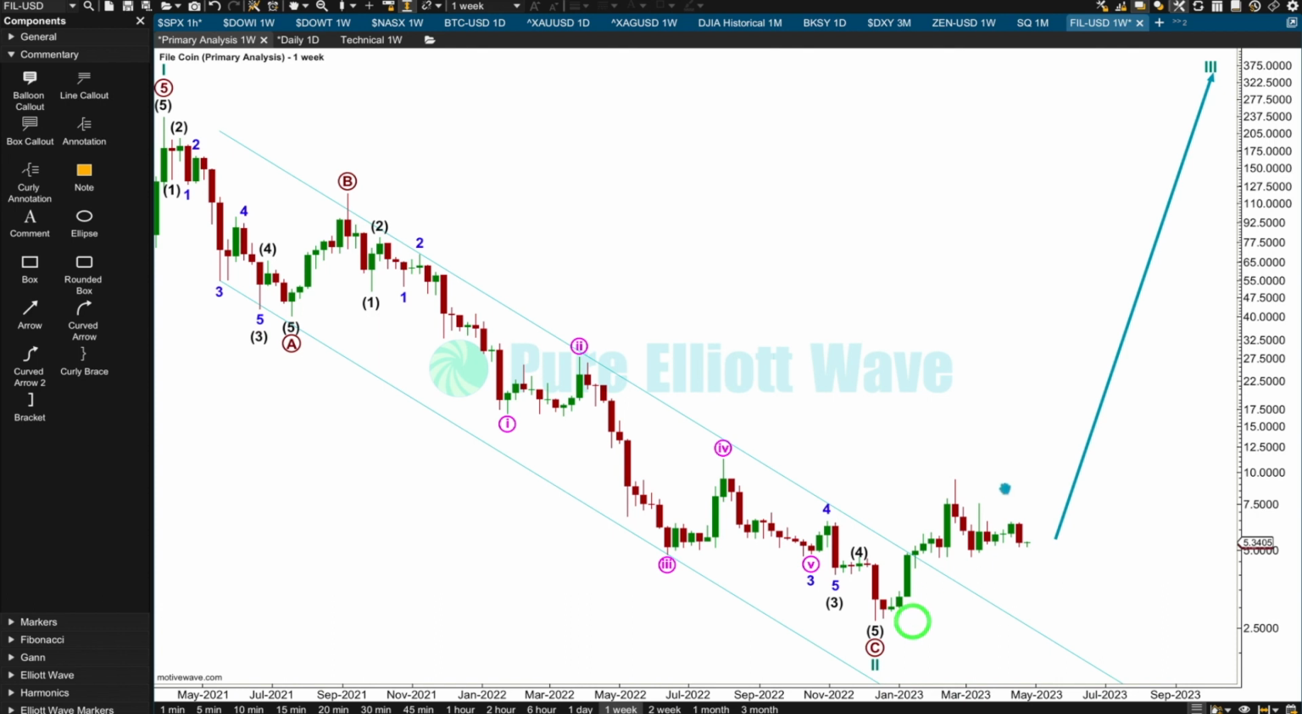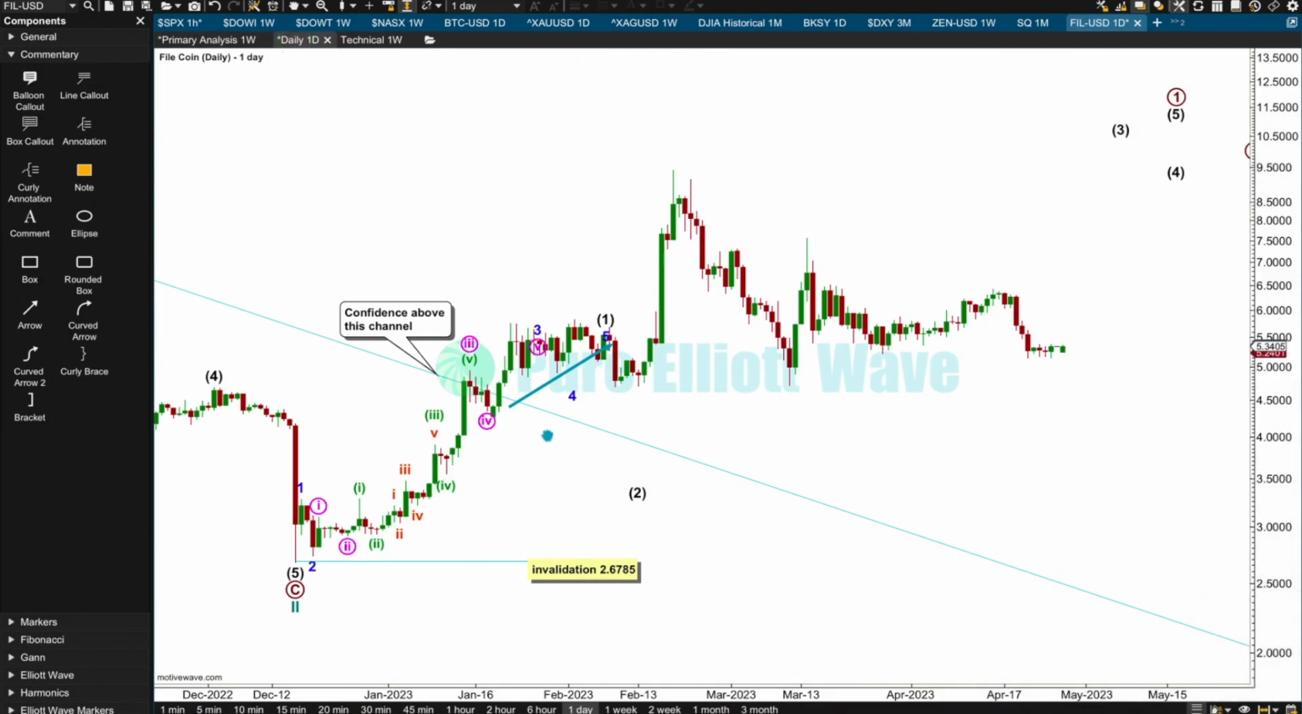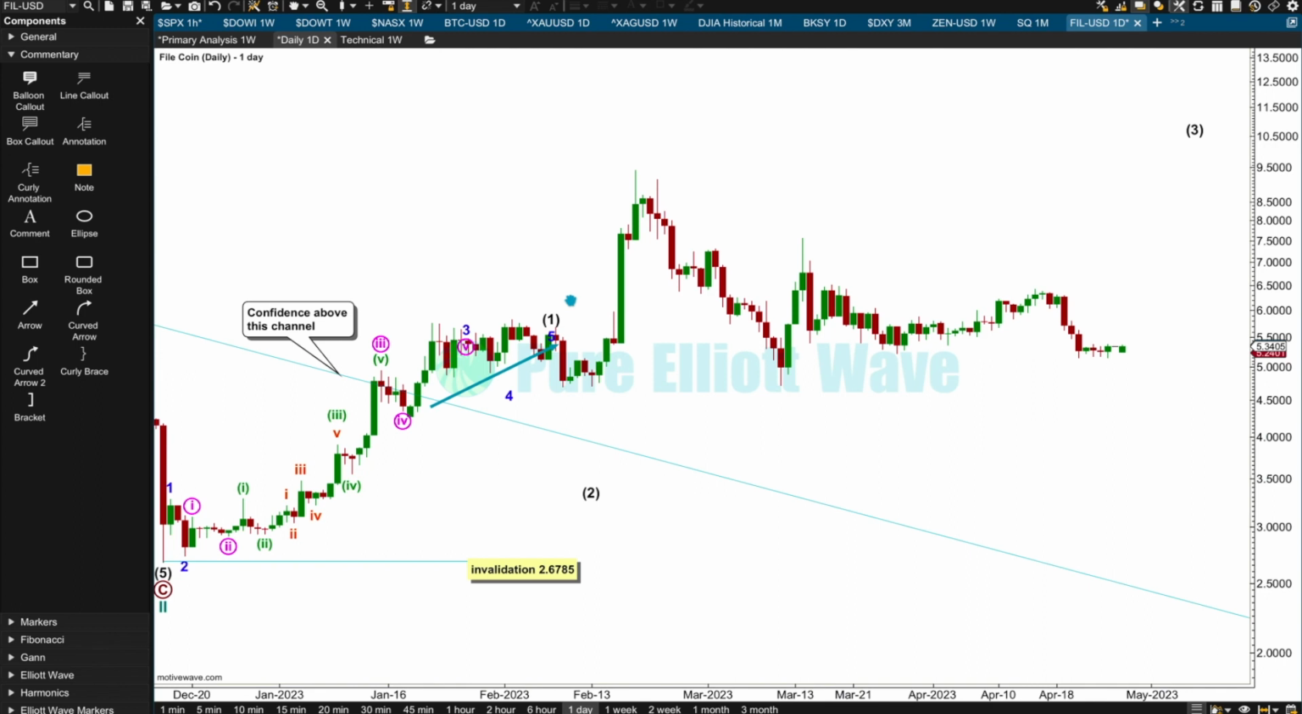Let's look at the daily chart. I want to focus on how this structure is unfolding. So this was from my last time I looked at Filecoin. I'm wondering now, I think intermediate 1 might be over there. So the question is, is intermediate 2 going to be over?